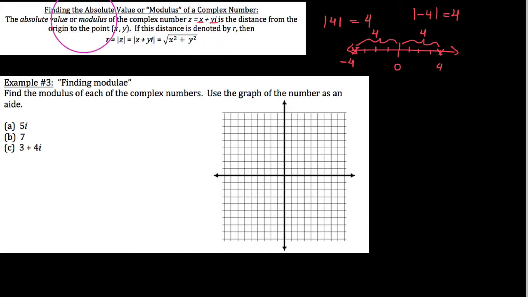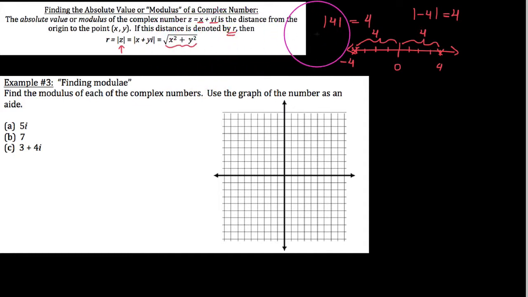We say that the modulus or absolute value of this is the distance from the origin to this point x, y. We say this distance is denoted by r, a letter we've used to denote this distance before, and r is really the absolute value of z. We could write it as the absolute value of z with these absolute value bars, or the absolute value of x plus yi. But you'll notice that I write here, it's the square root of x squared plus y squared.